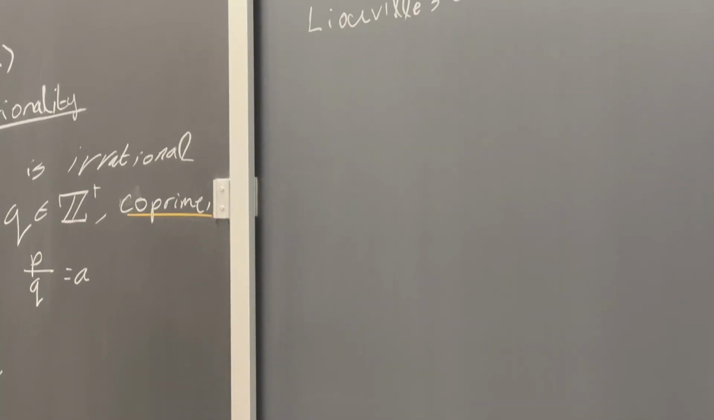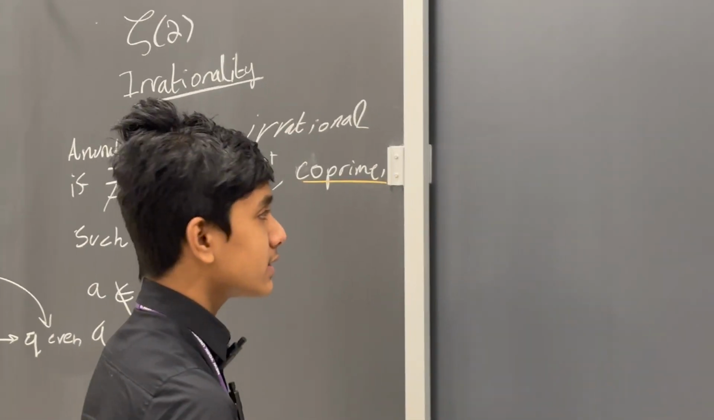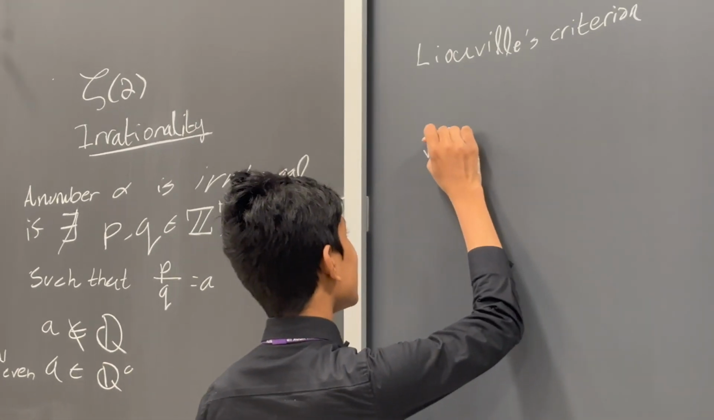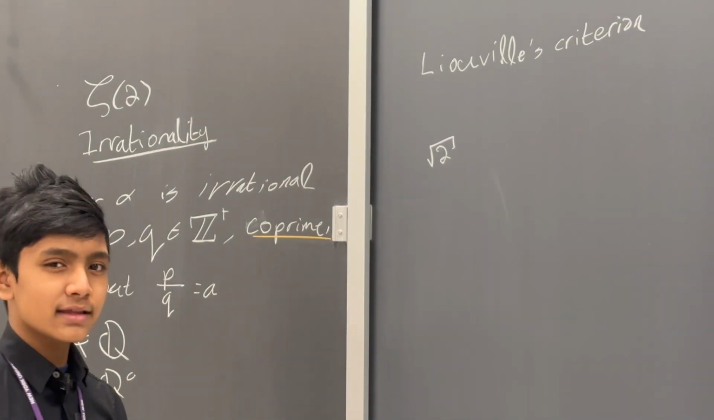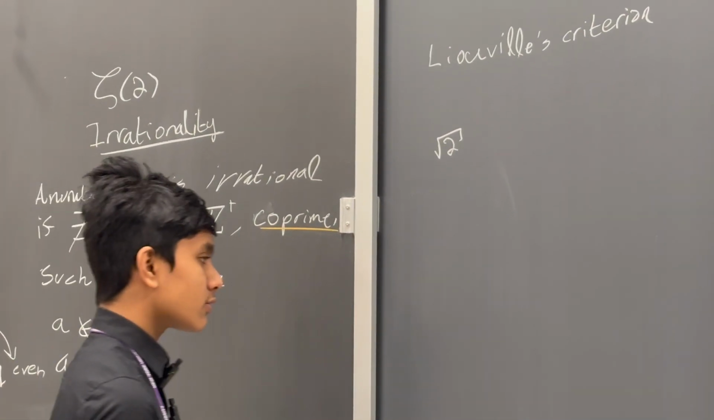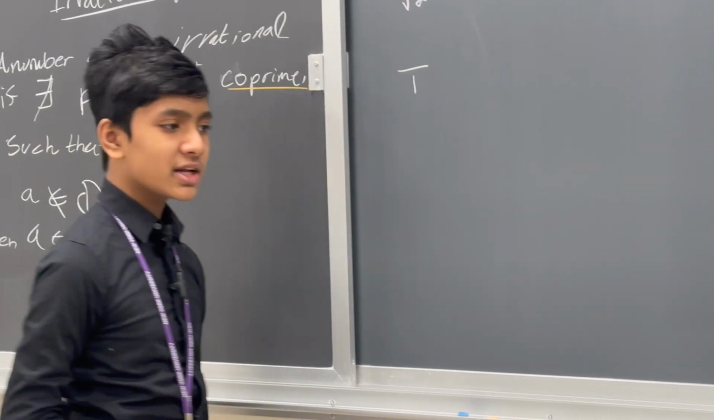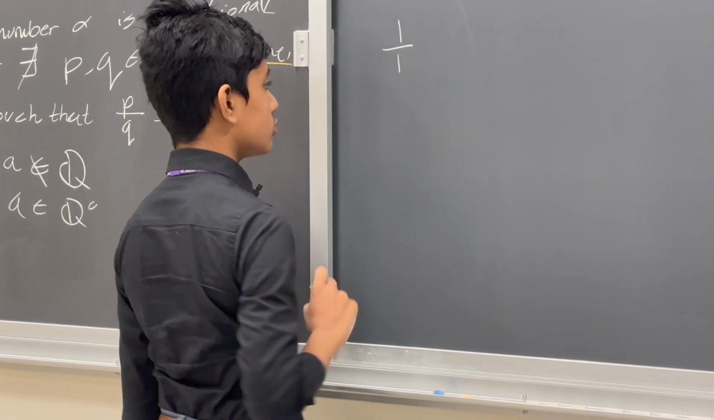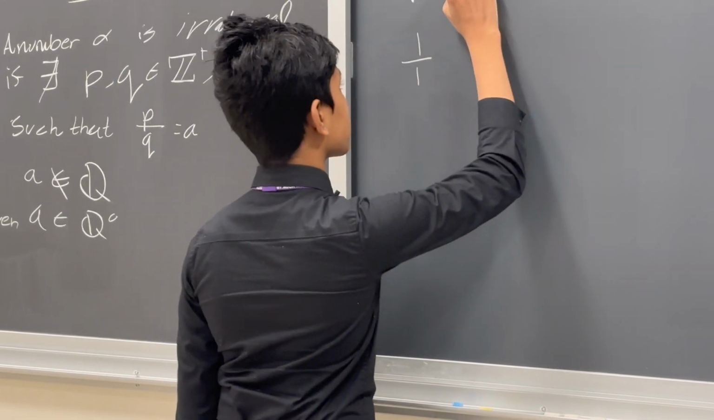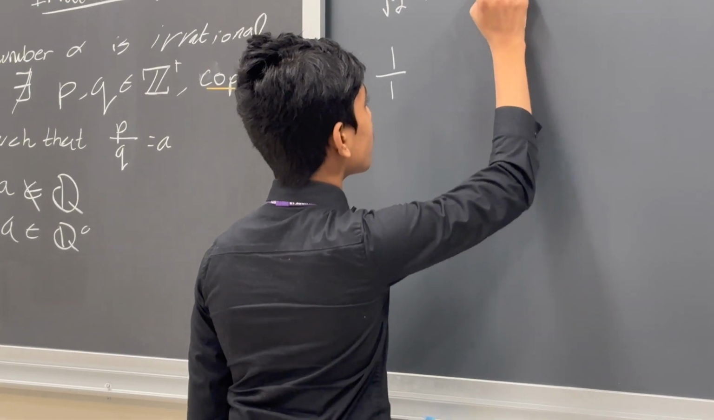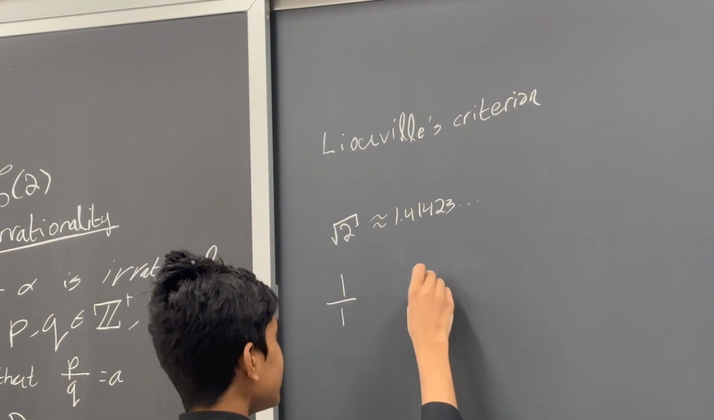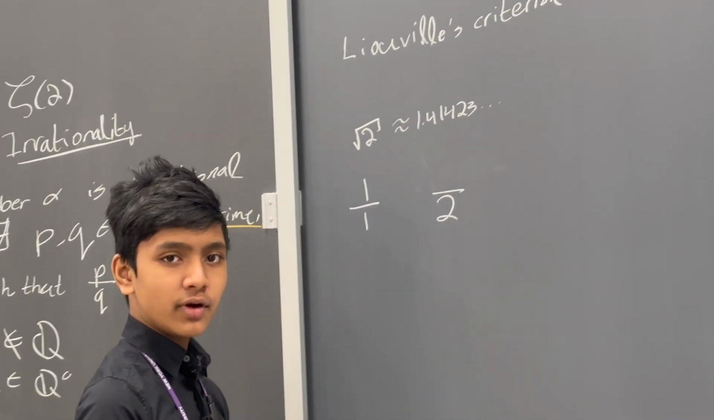Now, what is Liouville's criterion? Well, the first thing we have to do is, let's go back to the square root of 2. Let's say we're trying to see how close we can get to the square root of 2 with a rational number. Like, for example, what's the rational number with denominator 1 that's closest to the square root of 2? Well, 1 over 1 is closer than 2 over 1, clearly, because the square root of 2 is approximately 1.41423 something.